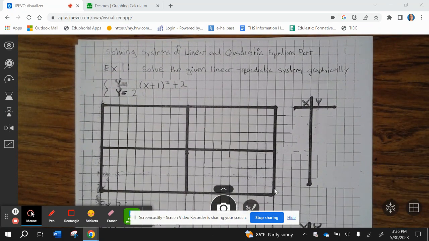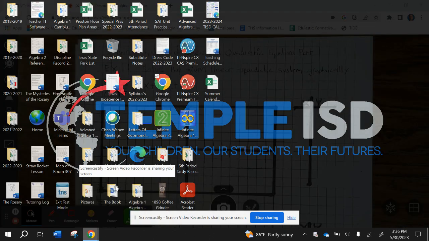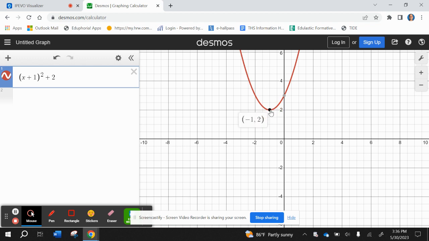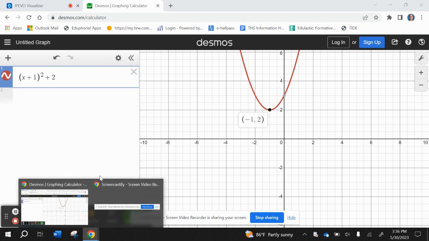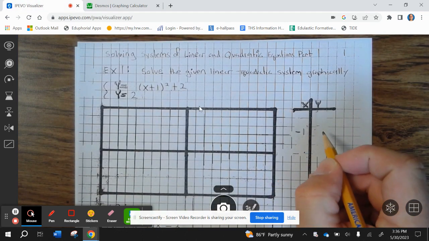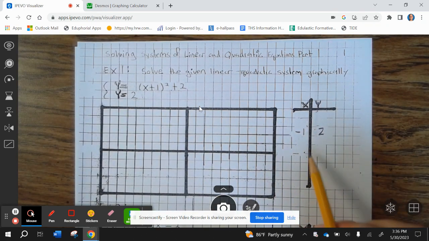Okay, solve the given linear quadratic system graphically. The first thing we do is graph x plus 1 squared plus 2. So we're going to go to Desmos and we're going to graph that. So we're going to do parentheses x plus 1 squared plus 2. Okay, now I want to find the vertex first. So that's negative 1, 2. Now we need 2 points to the left, 2 points to the right.